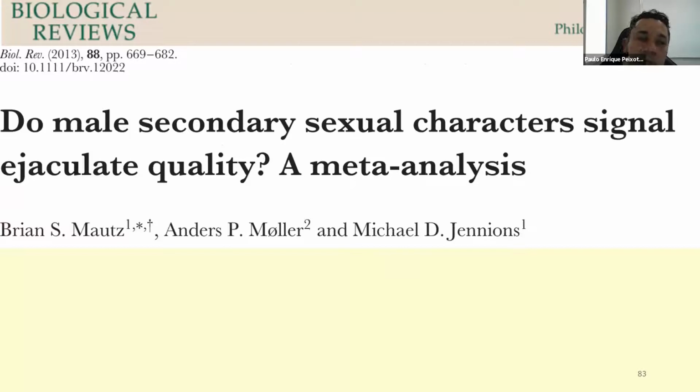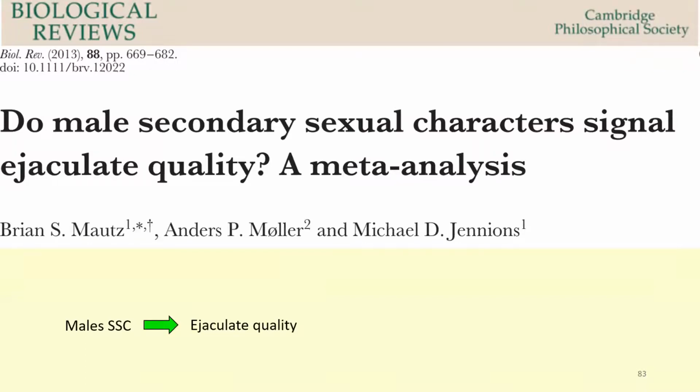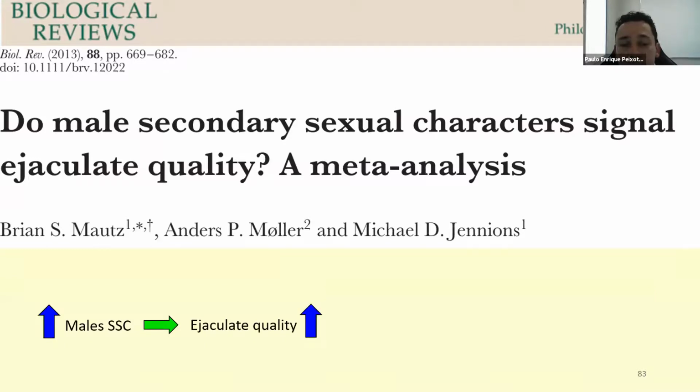But most importantly, 4 years later, in 2013, these researchers published this article here. It was a meta-analysis, okay, in which they evaluated basically the same question. They had the hypothesis that males that have more conspicuous secondary sexual characters would also have a higher ejaculate quality, okay?